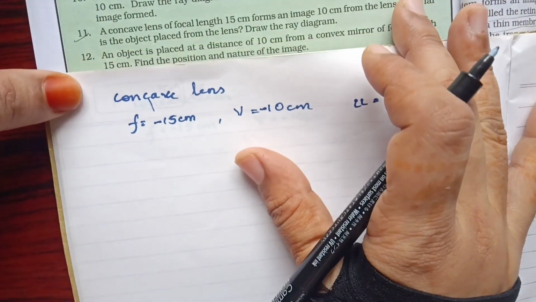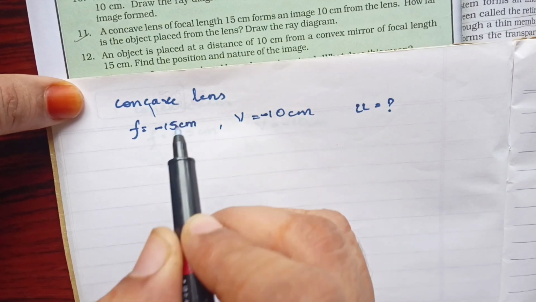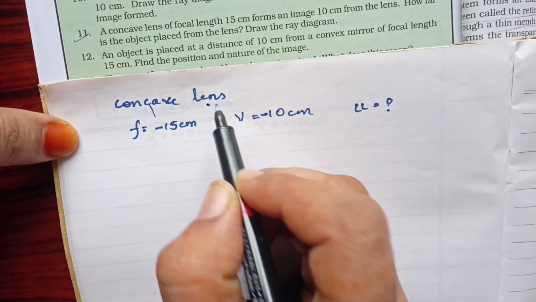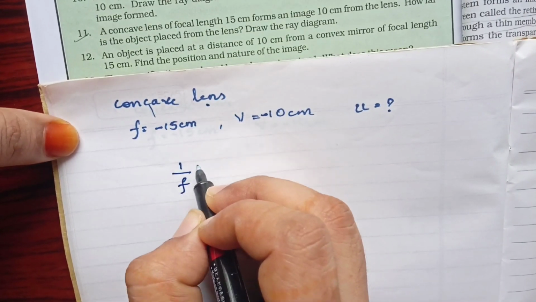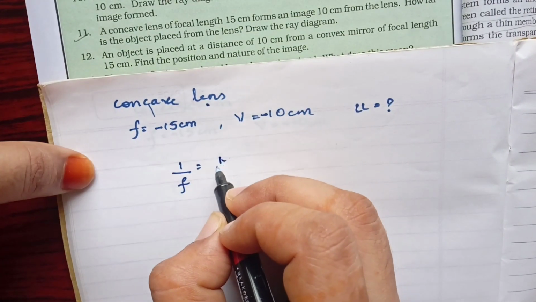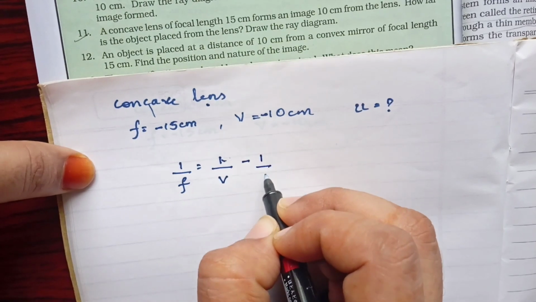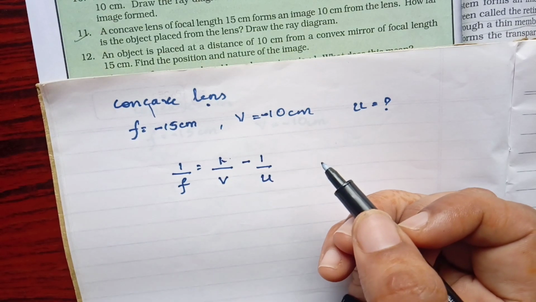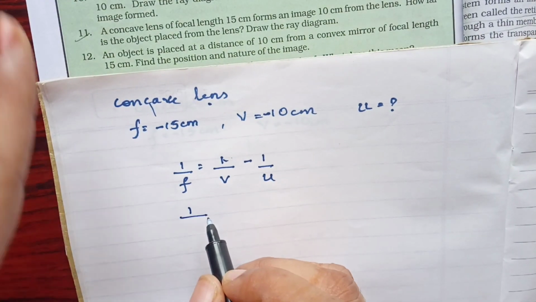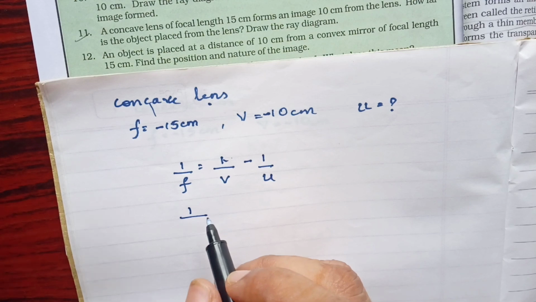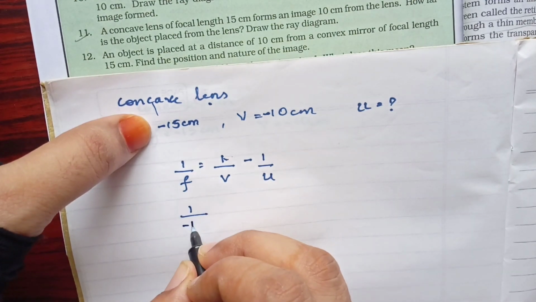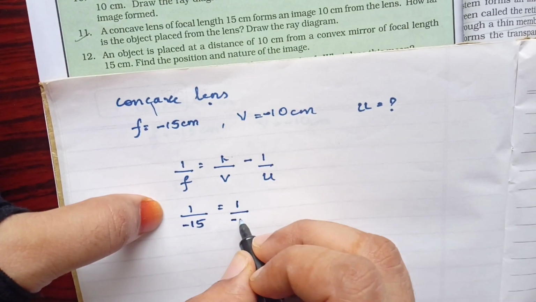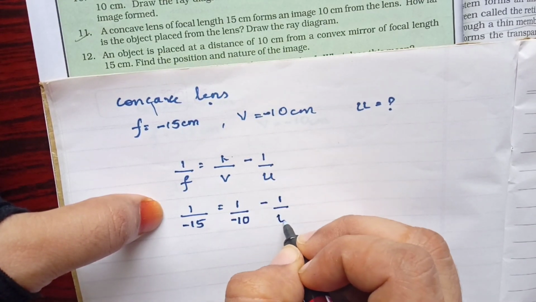Okay, now let's get started with this one. See, as I said, first thing you need to do is check whether a lens is given or a mirror is given. So a lens is given here, so I need to use my lens formula, which is exactly the same as your mirror formula with just a difference of one sign. 1 upon f, 1 upon v, 1 upon u. But instead of plus, I need to write here minus. Solving, as I said, take along with the sign. So my f is minus 15, 1 upon f is equal to 1 upon v. My v is given to me and that is minus 10, minus 1 upon u.